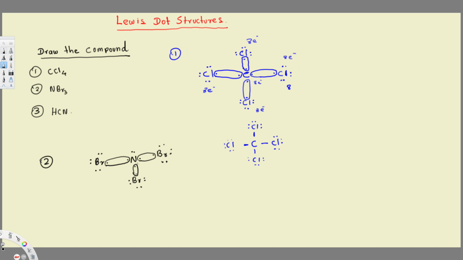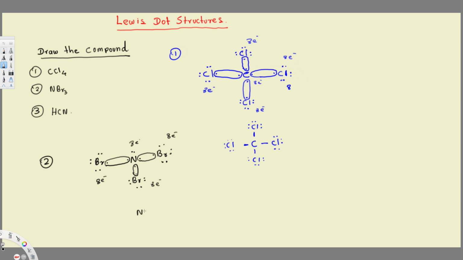And if you count the electrons right now, this one has 8 electrons, this one has 8 electrons, and this one also has 8 electrons, and this one has 2, 4, 6, 8. So this is in a stable octet form right now. So this is the final shape. So let's put this one in the final Lewis structure format.